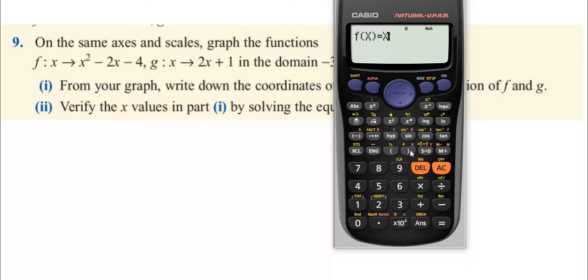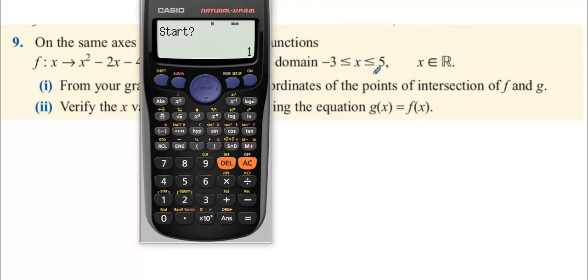So shift alpha x squared minus 2x, take away 4. Okay. You can start at -3 and end at 5. Start at -3, end at 5. Do a step of 1. And you get the following points here.